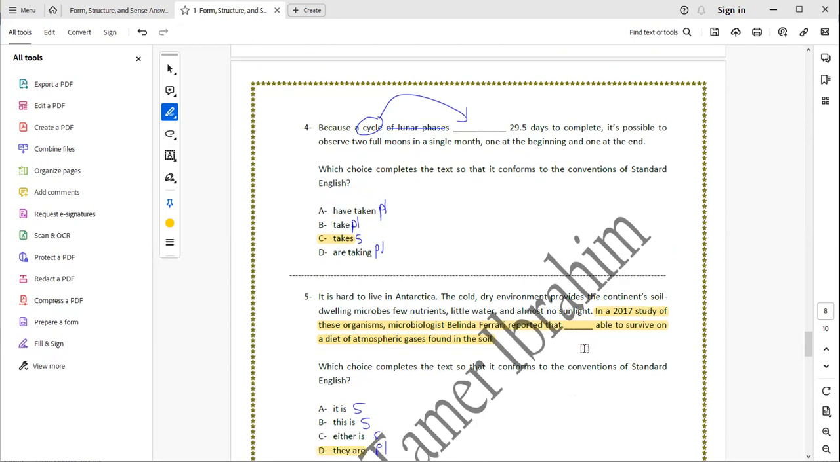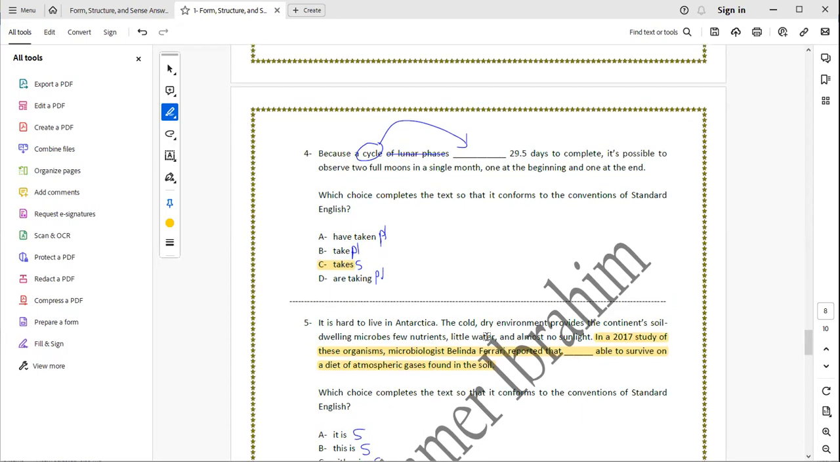No word here indicates. So let's look at the sentence before. It's hard to live in Antarctica. The cold, dry environment provides the soil-dwelling microbes few nutrients like water and almost no sunlight. So we are talking about microbes, that it's plural.